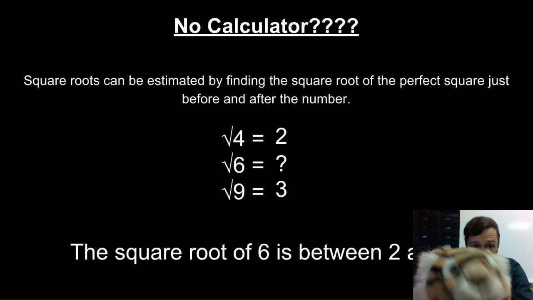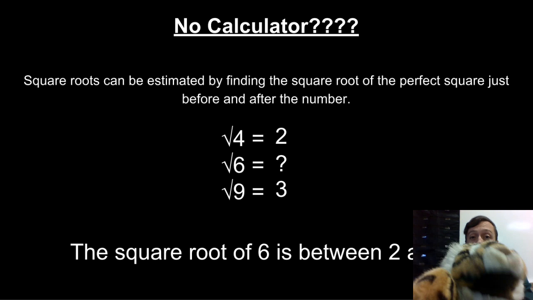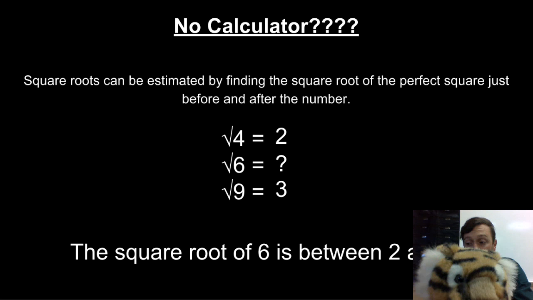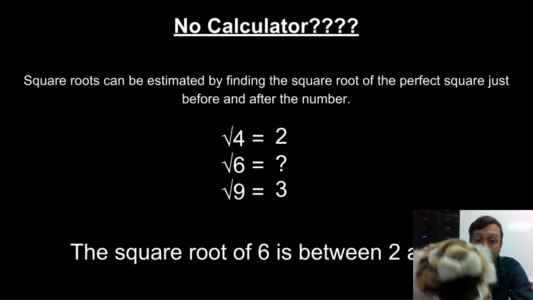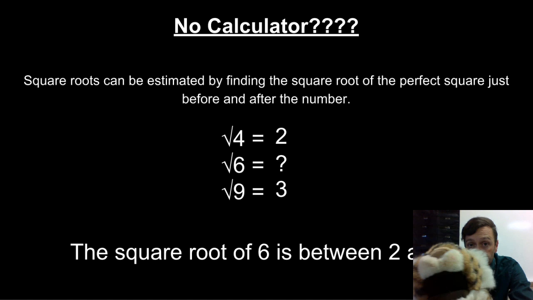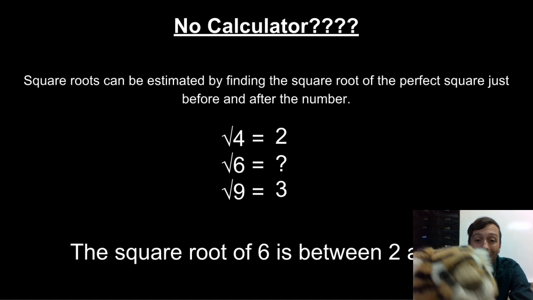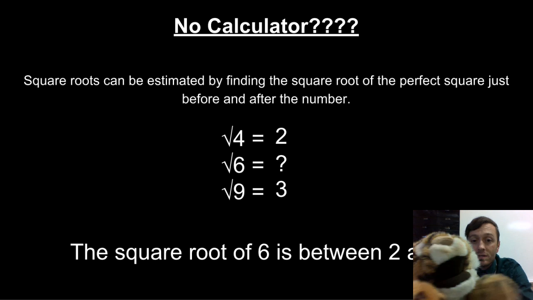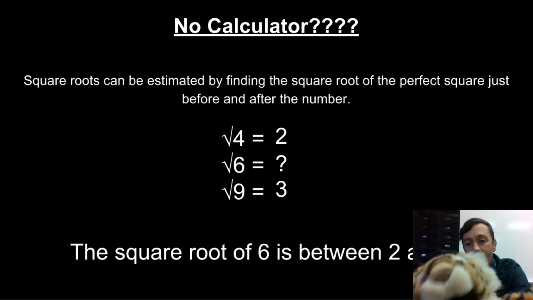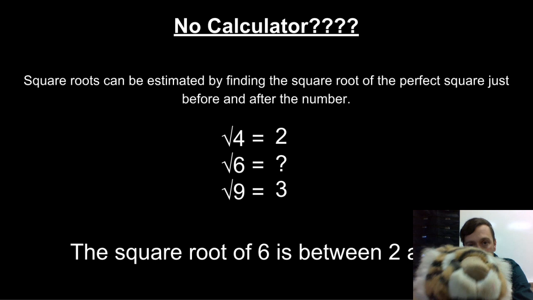Oh, goodness, Mr. Tiger. What if we don't have a calculator? Well, there's a couple different ways that you can get an approximate value for a square root of a number that's not a perfect square. So our example, square root of 4 is 2. 2 times 2 is 4. Square root of 9 would be 3, right? 3 times 3 is 9. So what's the square root of 6? Well, we know it's somewhere between 2 and 3.